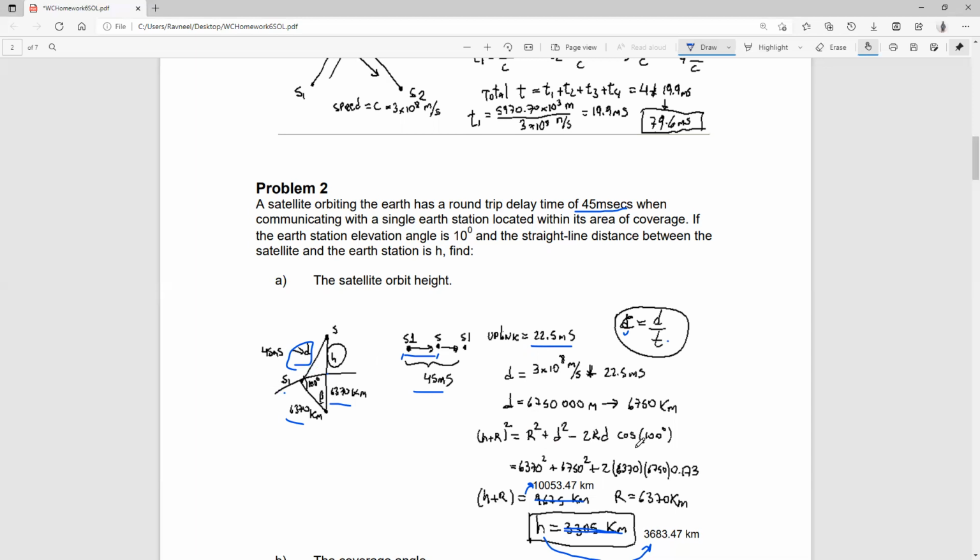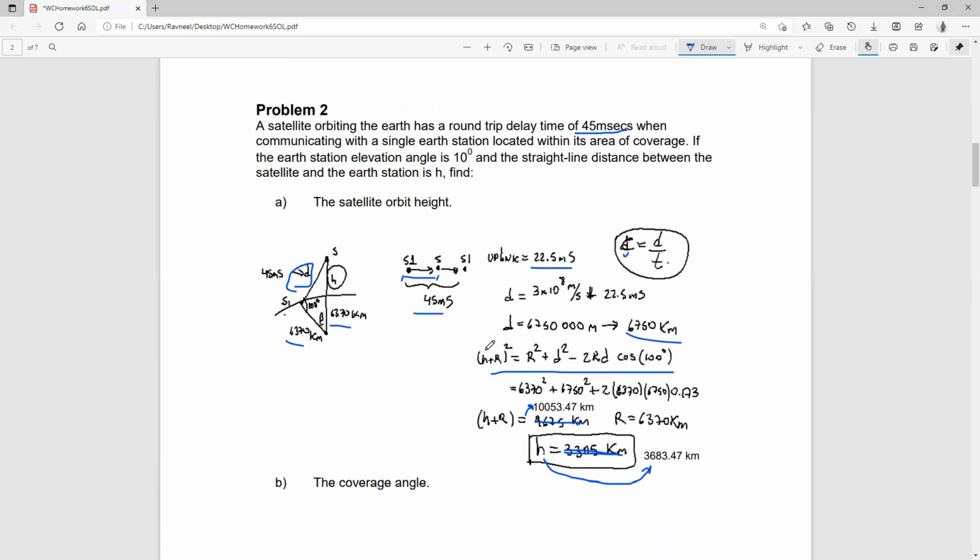I believe all of you can write this, because it is basically from your high school maths. So this is the equation, using the cosine rule for this particular side. Based on this equation, we know our r value, that is 6,370 kilometers. We know our d value, what we have calculated, that is 6,750 kilometers. So we can solve for h plus r.